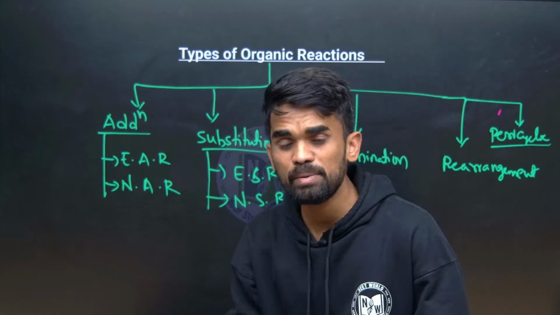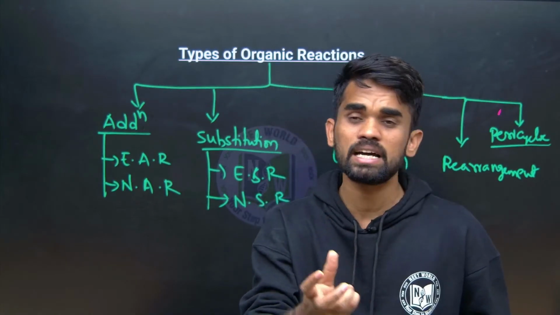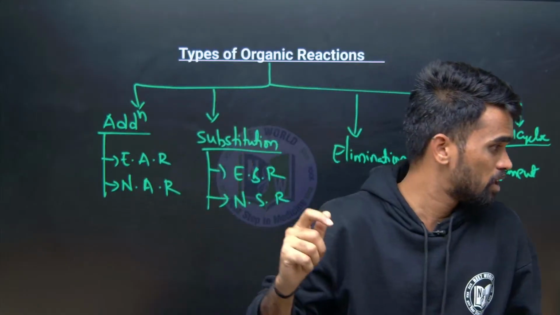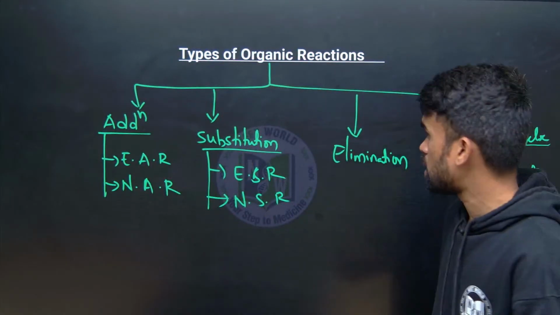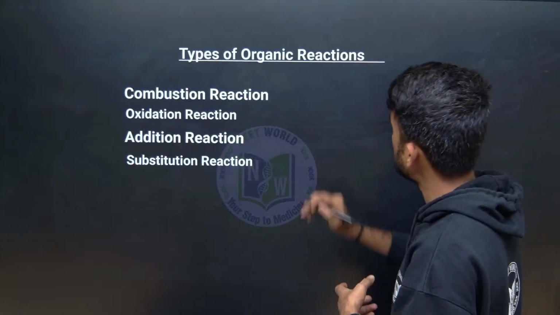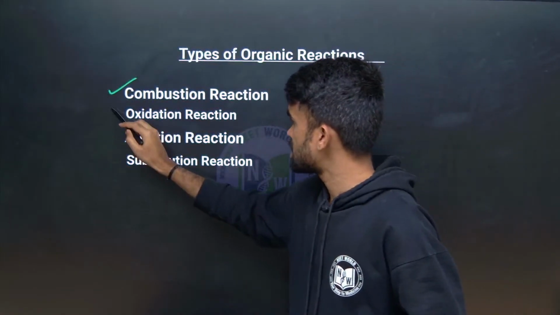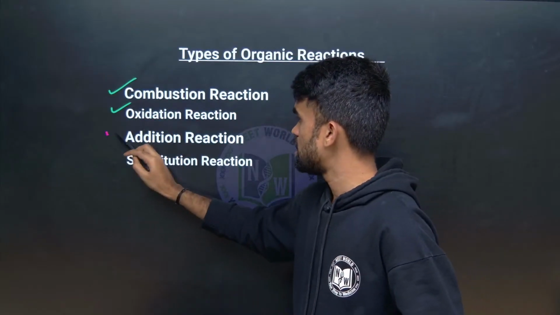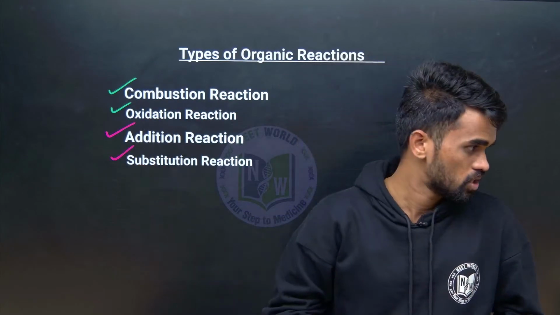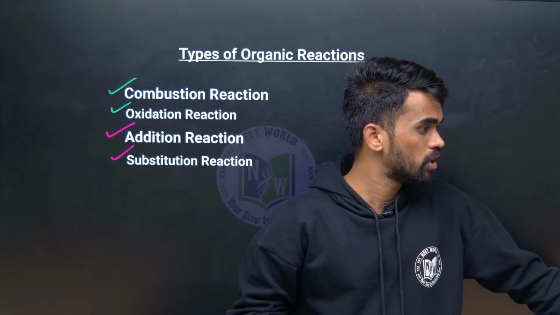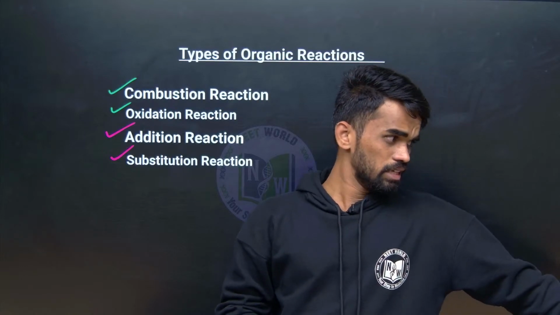Now I will be giving you some very basic types of chemical reactions. We will be looking into it. So what are those? Just look here. Types of organic reactions: we will be discussing combustion reaction, next oxidation reaction, next addition and substitution reactions. So these are the things we are going to discuss in the class today.